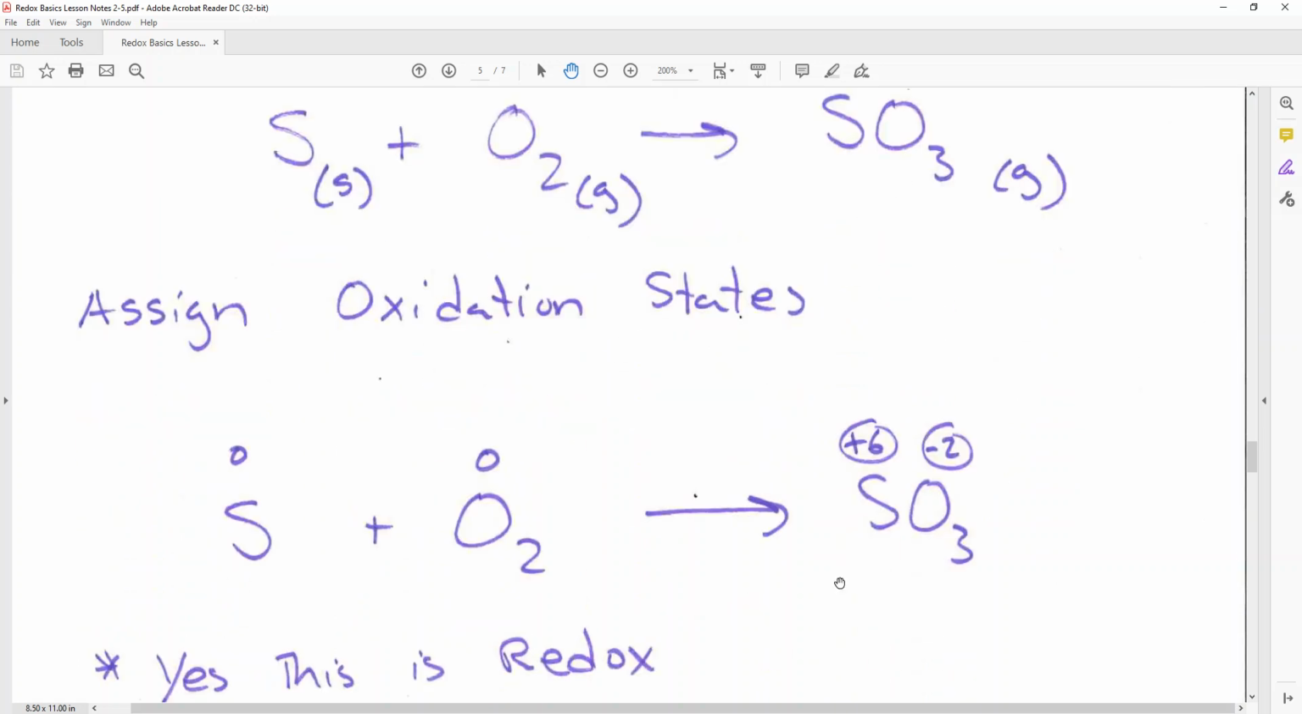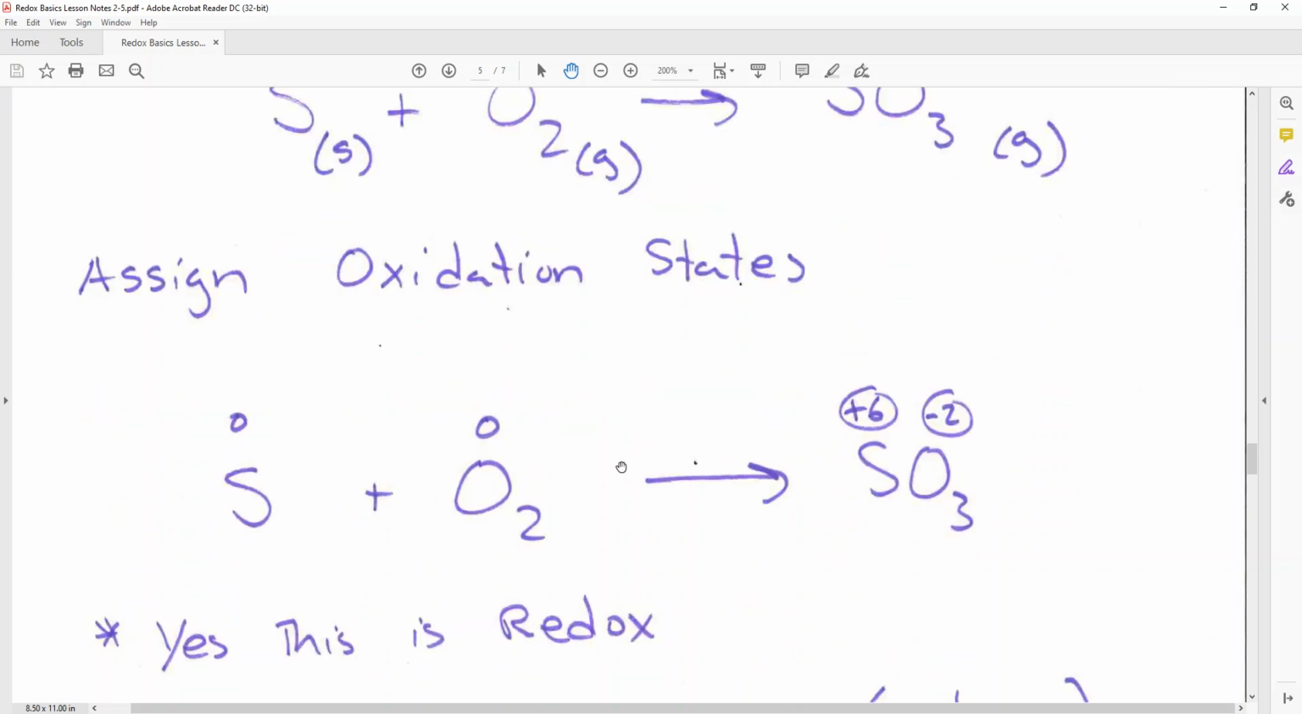So we would assign our oxidation states. And the oxidation numbers did change. So yes, it is redox. This is an oxidation reduction reaction. Okay. Sulfur went from 0 to +6, and oxygen went from 0 to -2.